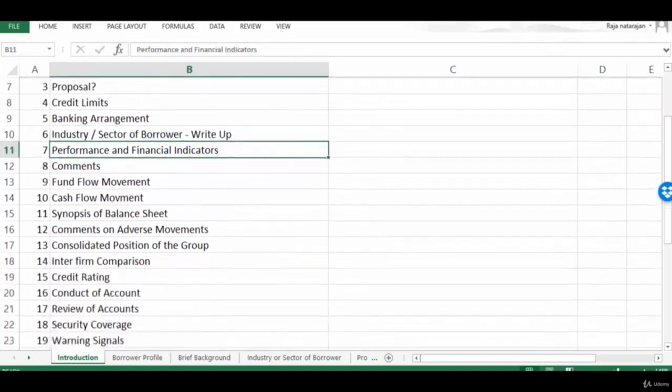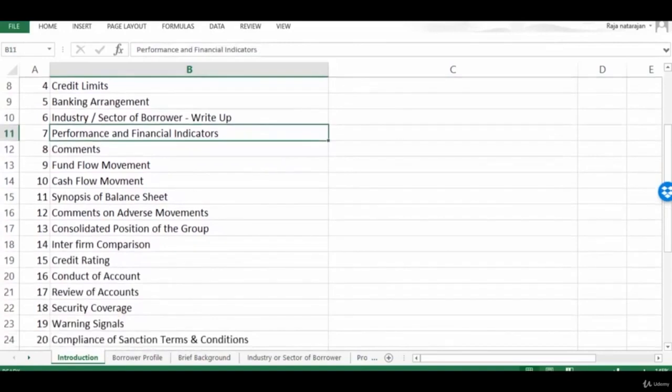Then we'll talk about performance and financial indicators of the borrower, how his profitability and financial position are. All this will be expressed in the form of ratios, and the sanctioning authority will be able to take a decision, and comments have to be offered wherever things are adverse, not at the satisfactory level.